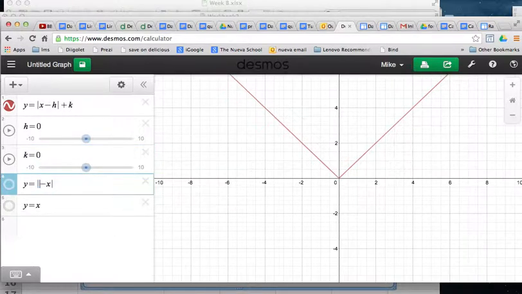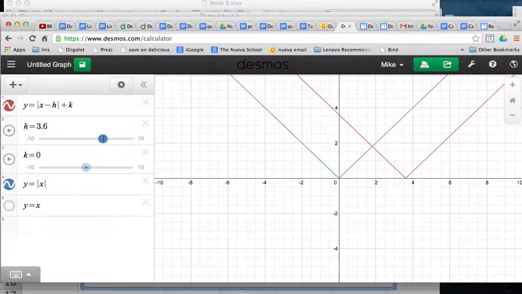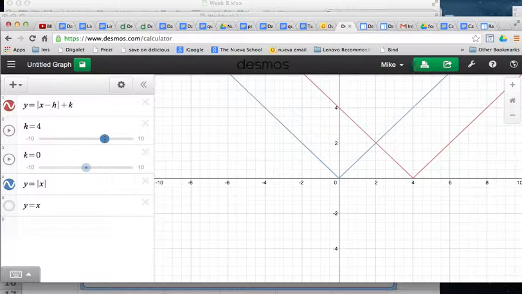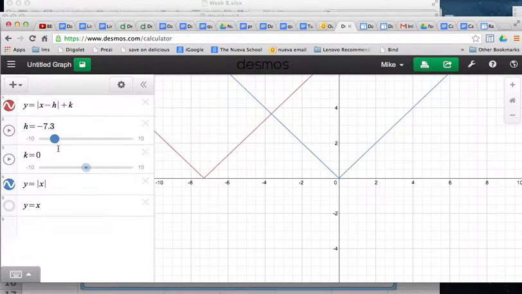and I'm going to draw my original absolute value. As long as h is 0 and k is 0, this equation here is just y equals absolute value of x. But as I move h, what happens? As I move it, I'm sliding away. So I'm shifting that origin. And as I move it to the other direction, it shifts over.